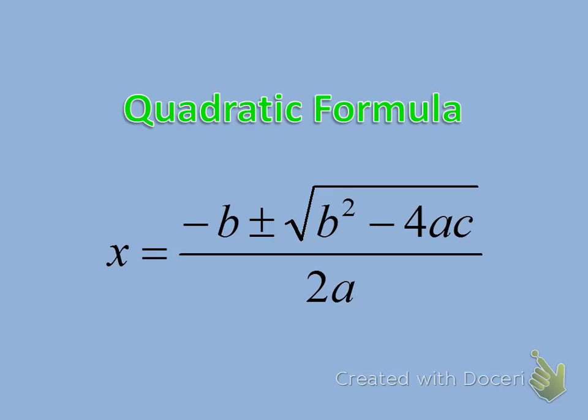The quadratic formula is negative b plus or minus the square root of b squared minus 4ac, all over 2a. Okay. Negative b plus or minus the square root of b squared minus 4ac, all over 2a. Where do a, b, and c come from? Quadratic. Good. ax squared plus bx plus c.